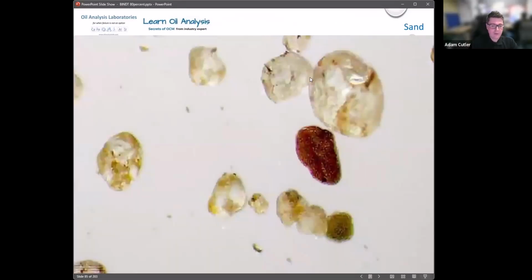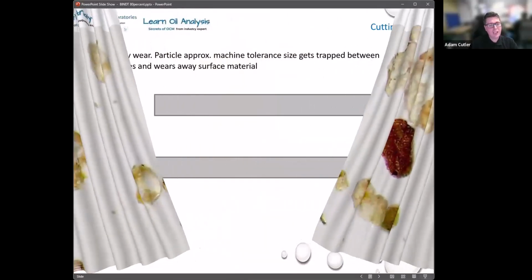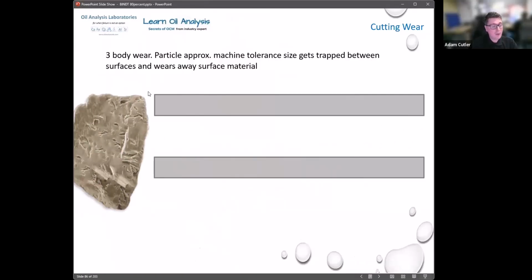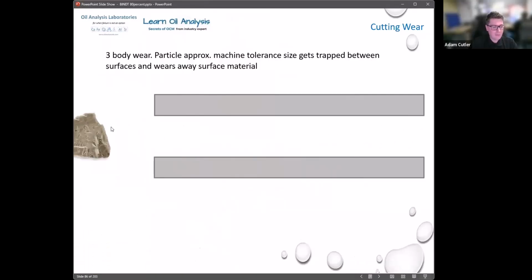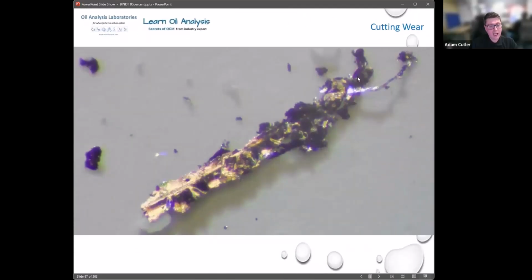You can also have crystalline particles, which look like sand here. These are important because when we're talking about dirt, its size does count. A small particle, smaller than the tolerances of the machinery, goes straight through. A big one can't get into the gaps of the surface, but one that's just the right size can get trapped between and gouge out surfaces of the material. You get these long, thin particles, which look like you've had a potato peeler on the system, a long gouged out piece of metal here.